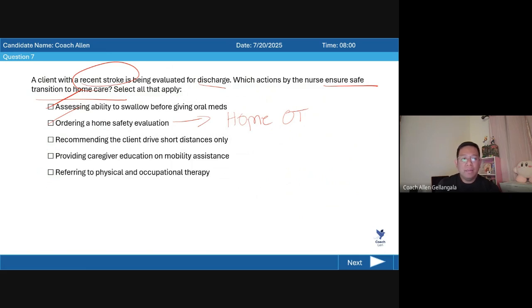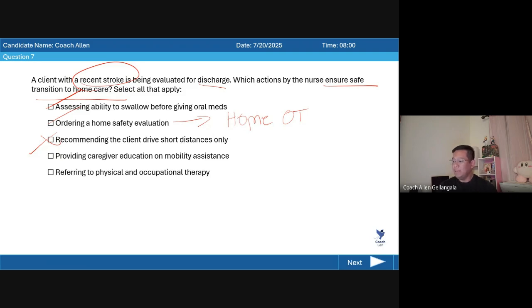Recommending the client drive short distances only. Driving post stroke, is it good? Of course not. So eliminate that one. Letter C is an incorrect answer. Anything that is neurological in nature that creates deficits in cognitive abilities, reflexes, strength, as well as overall coordination of the body is out of the question. You do not allow them to do it because that is a big risk for life. Providing caregiver education, especially on mobility assistance, moving the patients.